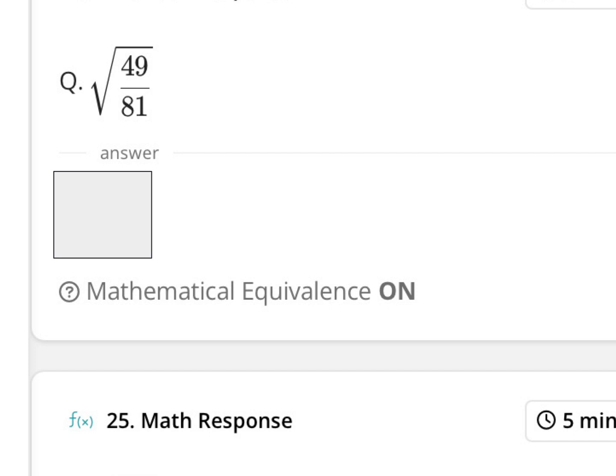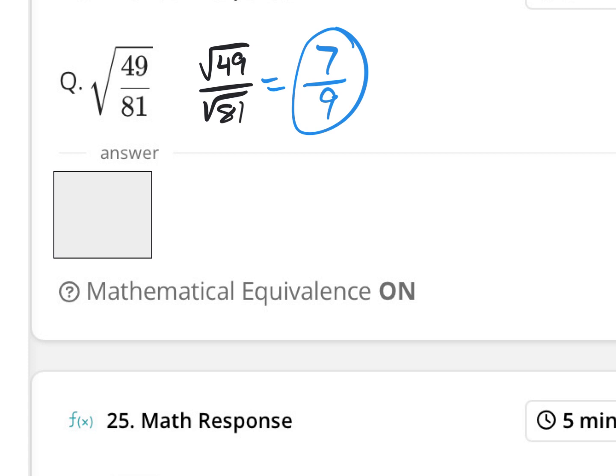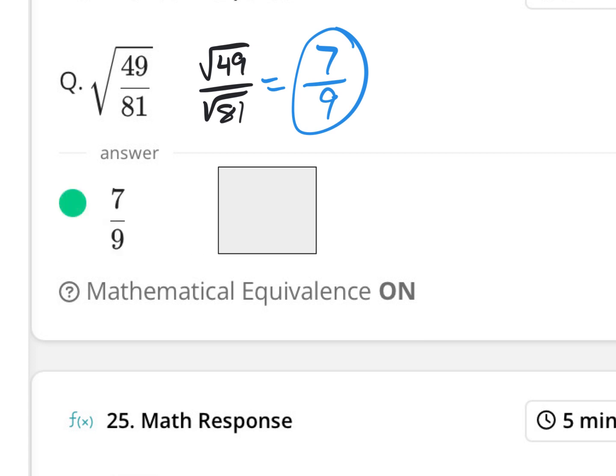Another pretty easy question. Whenever you have a square root of a fraction, simply split the root to the numerator and to the denominator. And you should be comfortable because these are both perfect square numbers, right? The square root of 49 is 7, and the square root of 81 is 9. And always try to reduce your fraction, but you can't reduce 7/9, so that is your answer. Simply type that in as a fraction, 7/9, and you will get full credit.